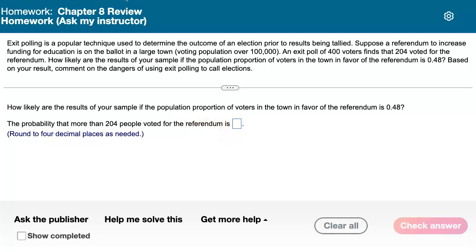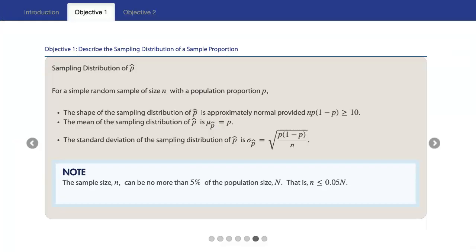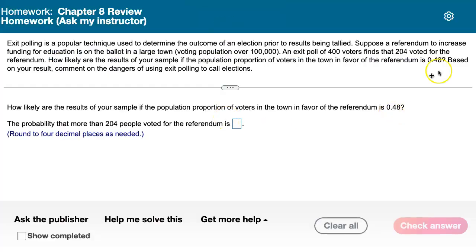So I'm going to bring up the e-text. This is from section 8.2, where we're given some formulas that we're going to need when we go to the normal calculator in StatCrunch. These formulas are things that you would want to work out on the side. First of all, the mean of the sampling distribution is P. We were given P to be 0.48.